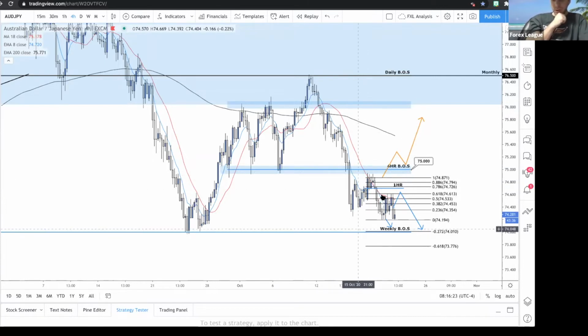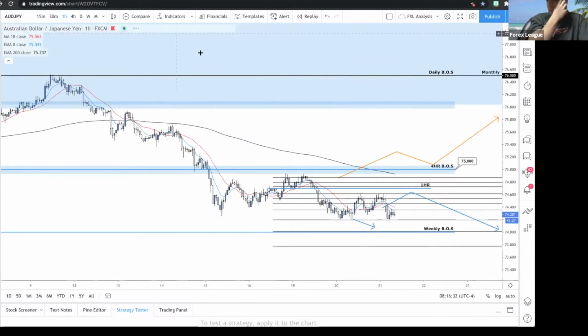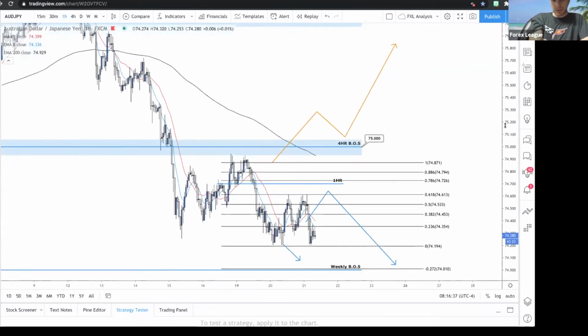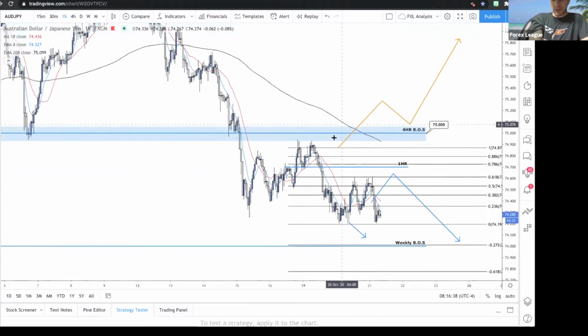So we also had a break of a 1-hour zone. So weekly is bullish, everything else is bearish. Daily, 4-hour, 1-hour bearish. So let's drop down again to the 1-hour, get a closer look. Okay, so this was that recent 4-hour break, right?